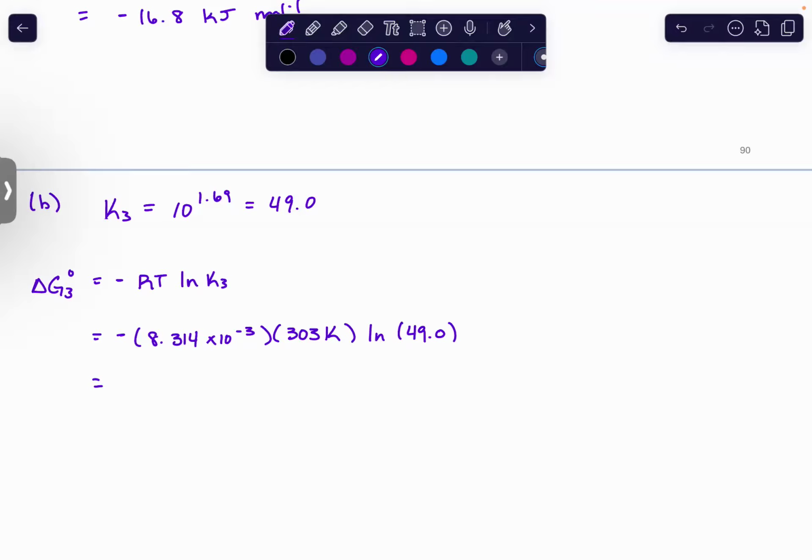This is going to give us a delta G of 9.8 kilojoules per mole.